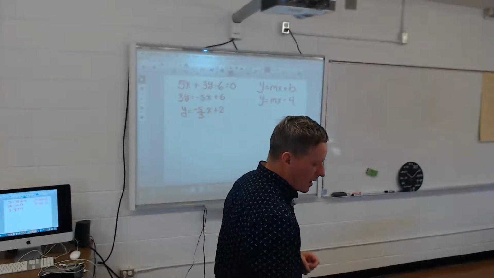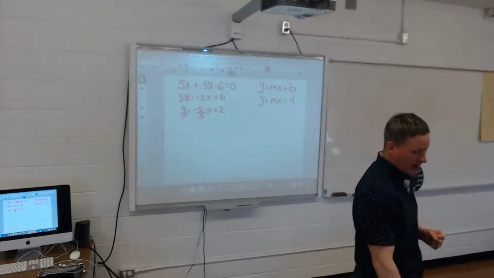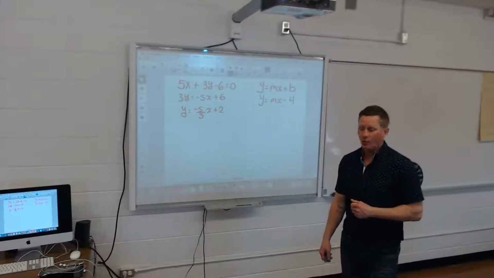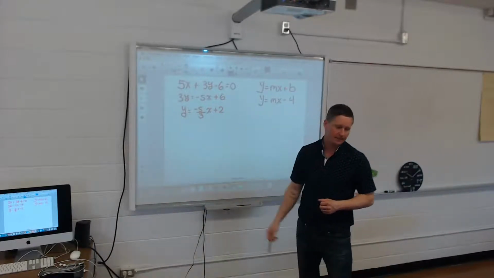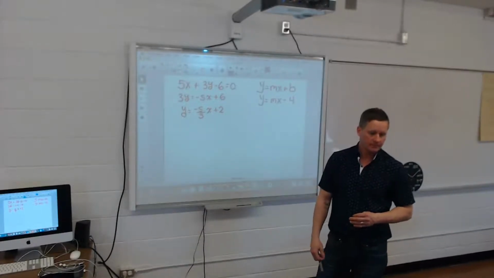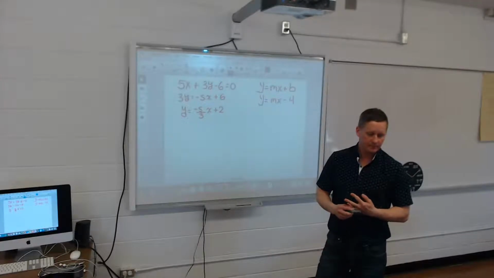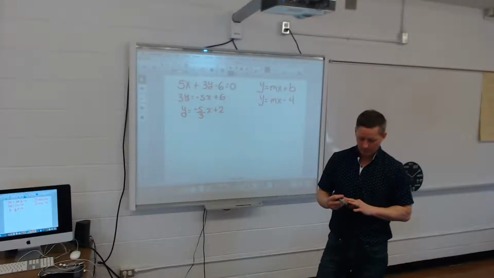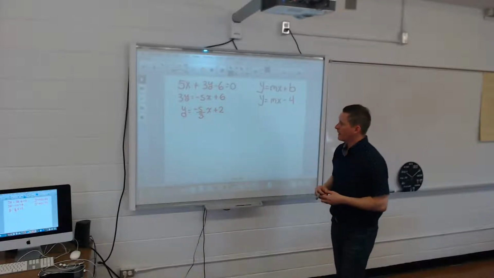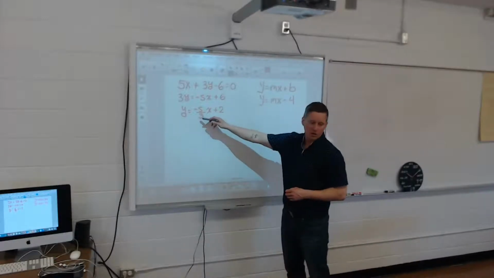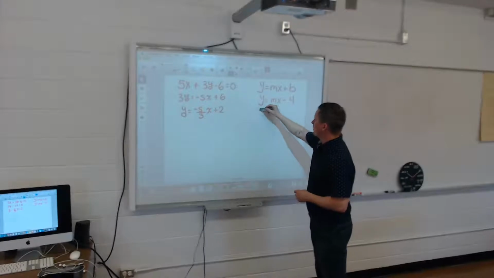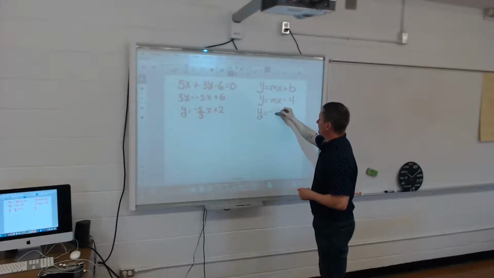So I've got it as y equals -5/3x plus 2. What does that make the slope of this line? Where do you find the slope? Oh, -5/3. That's right. So if that's the slope of this line, then it's also the slope of my new line.